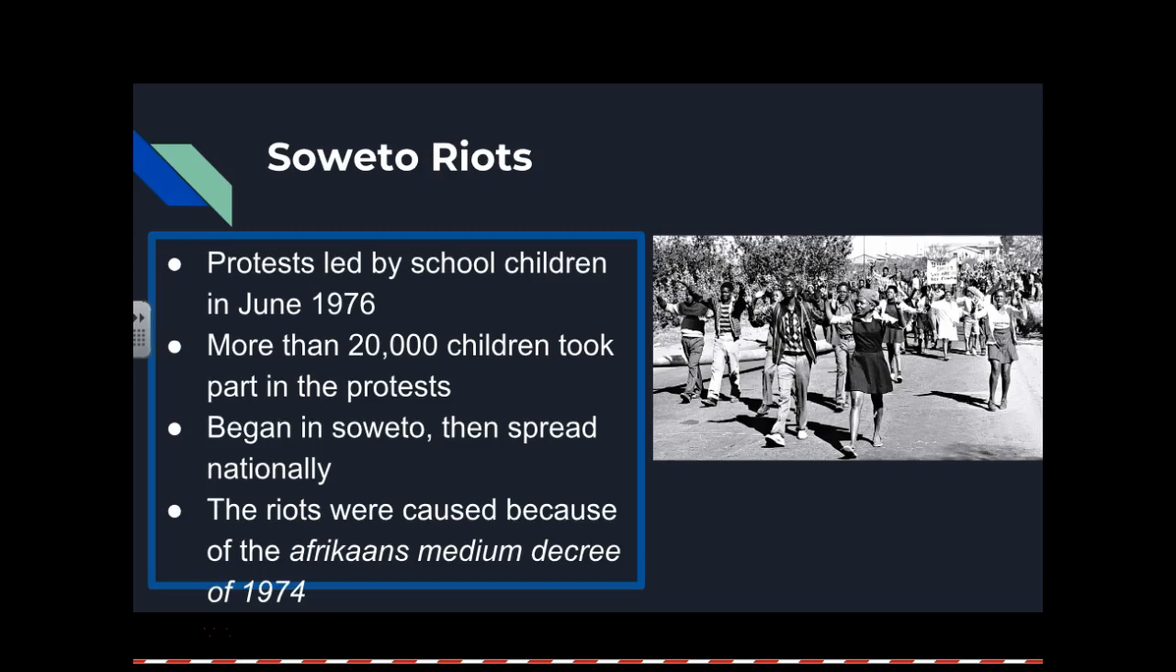And the riots were caused by, and for some reason it's off the screen. You can see it on the computer. Can I scroll down? Well, it's just what it's called. It's the Afrikaans Medium Decree of 1974. What was the Afrikaans Medium Decree? I forgot. I can look it up, but I think I'm logged out now. You want me to look it up? You put it on slides, so you probably should tell us what it is. Well, okay, fine. Let's do it real quick.